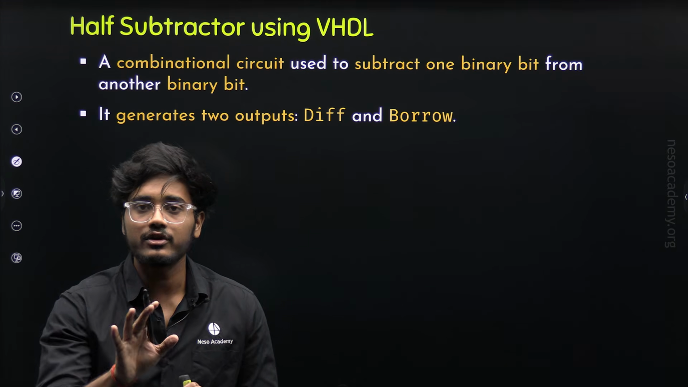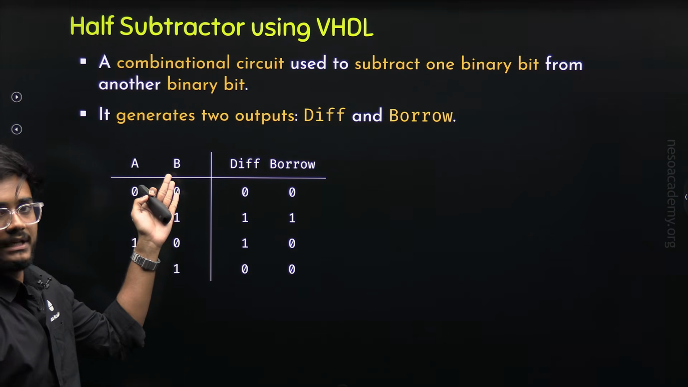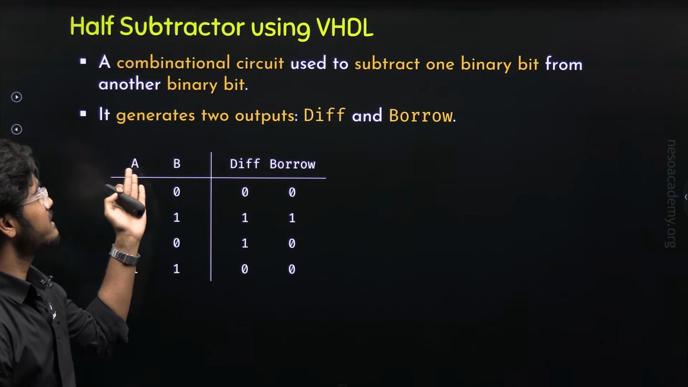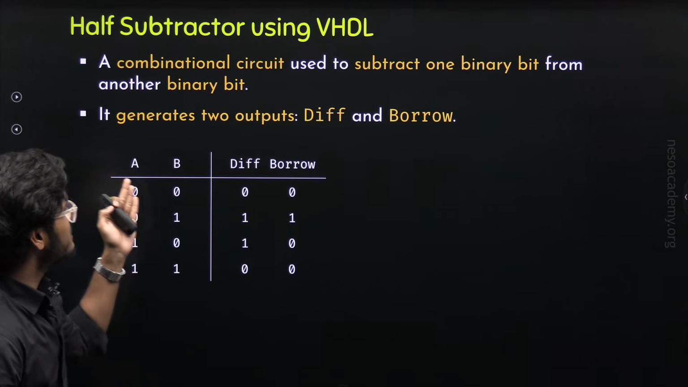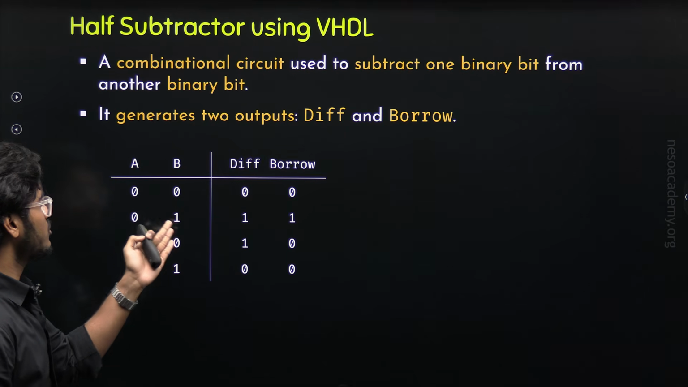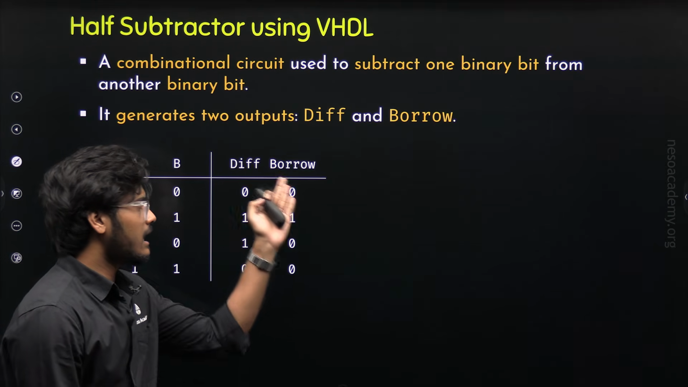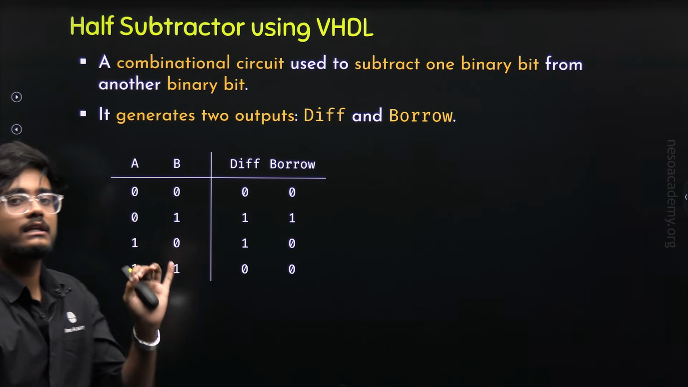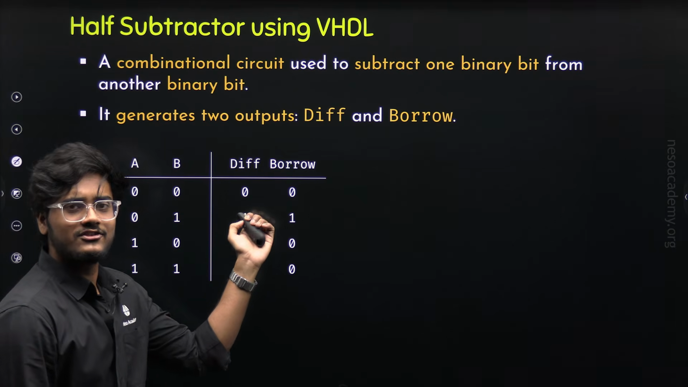Now, let's write the truth table for this half subtractor. Here we are having the two inputs A and B. So, here we want to subtract input B from input A. And this subtraction generates two outputs, difference and borrow. Since we are having two inputs, we will have four input combinations 0 0, 0 1, 1 0, 1 1. Now, let us verify the outputs. The first subtraction is 0 minus 0. Now, 0 minus 0 will give difference 0 and borrow will be 0.